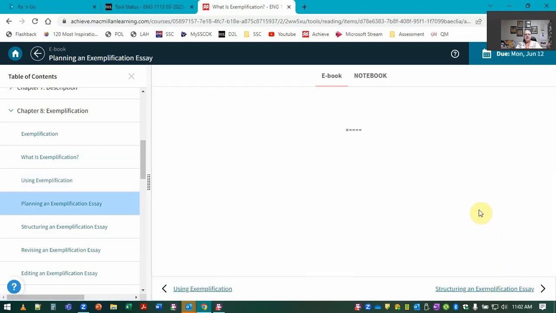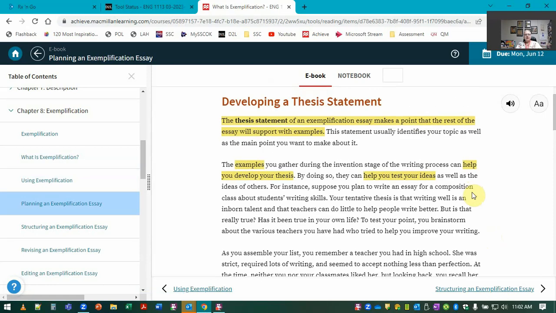So when you're planning an exemplification essay, we're just going to follow pretty much that standard form that we looked at in chapters 1 through 3, right? We're going to have a thesis that makes a point, right? We're going to have that narrowed topic followed by that attitude that you're going to take about that topic. And you're going to support it with examples, right? And we'll talk a little bit about that here as we get through the chapter. Again, they're going to help develop your thesis.